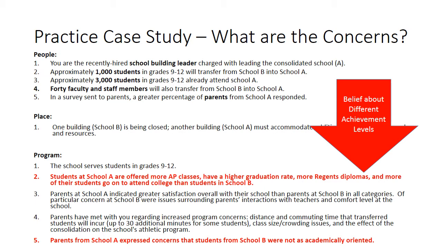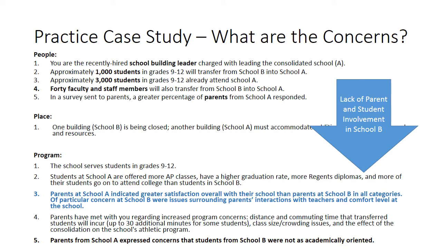That is, number 2 under program, students at School A are offered more AP classes, have a higher graduation rate, more Regents diplomas, and more of their students go on to attend college than students in School B. So we can see that there's a disparity in achievement levels. And also, number 5, parents from School A expressed concerns that students from School B were not as academically oriented. So this is more of a belief, but the two go together and support the concern that there may be different achievement levels between the students in School A and School B, with School A scoring higher.